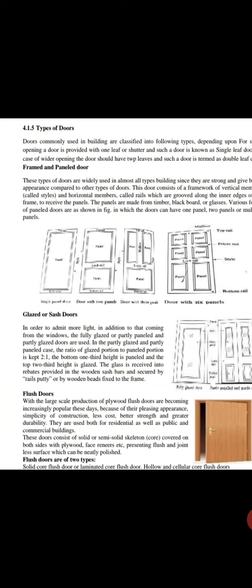In addition to the light coming from the windows, fully glazed or partly paneled and partly glazed doors are used. In the partly glazed and partly paneled case, the ratio of glazed portion to paneled portion is kept at 2:1. The bottom one third height is paneled, and the top two third height is glazed. The glass is received into the rebate provided in the wooden sash bars, and secured with putty or wooden beads fixed on the frame.